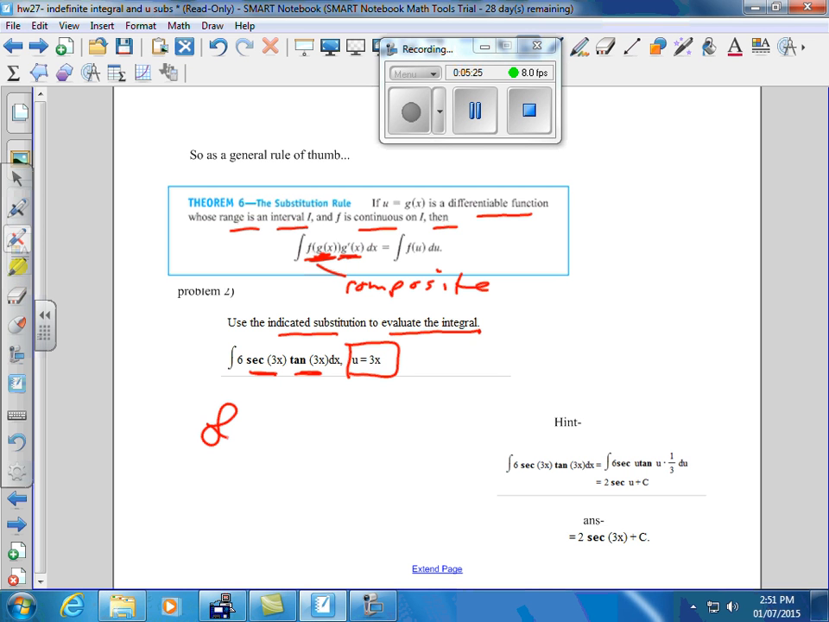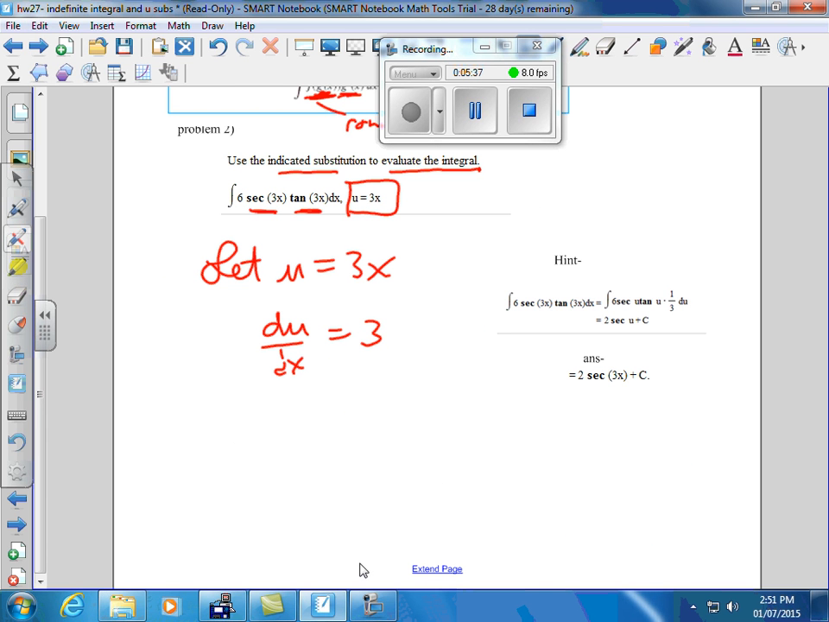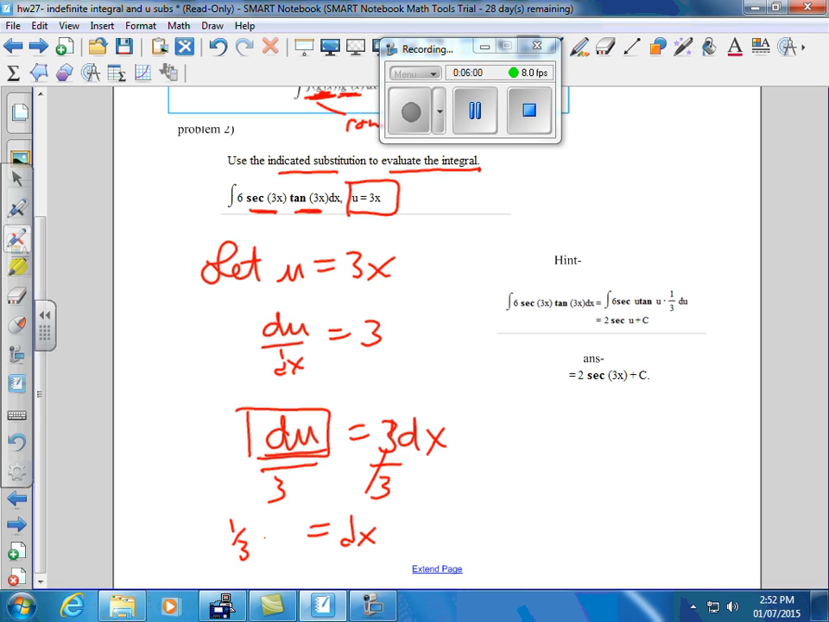All right, so we'll let u equal 3x. Then du dx is equal to 3. Then du is equal to 3 dx. Now you can spin that: divide both sides by 3. You want to isolate dx. So then dx can be replaced with 1/3 du.